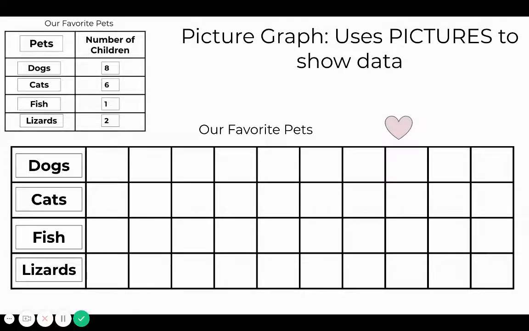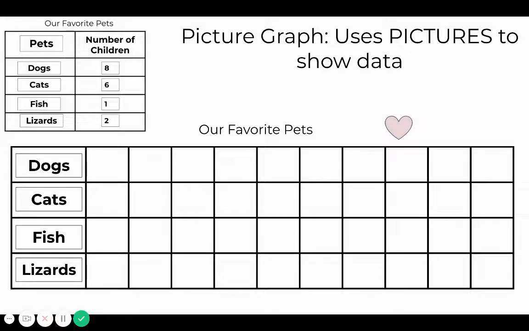So you don't want to have to draw something super complicated over and over. You want to pick a simple symbol like a shape or a letter or a line or a dot or a smiley face, something simple. All right, so I have my heart. That's my picture or my symbol that I'm going to use.